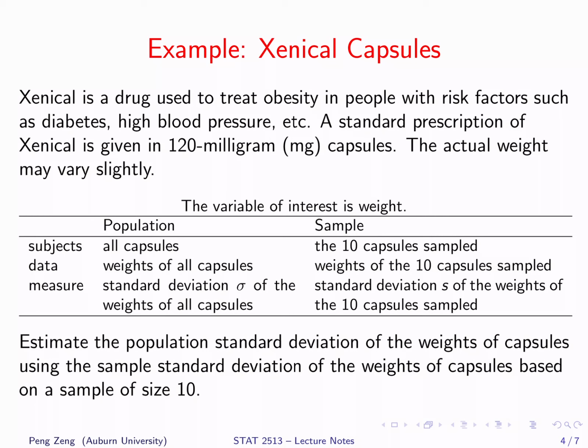What we can do is to calculate the sample standard deviation from the weights of 10 selected capsules. Therefore, we can use the sample standard deviation to approximate the unknown population standard deviation. This is another example of point estimation.